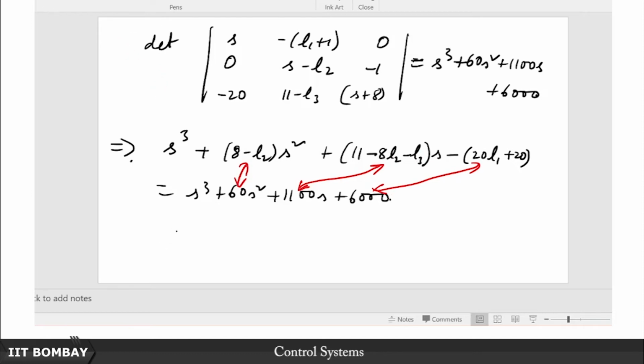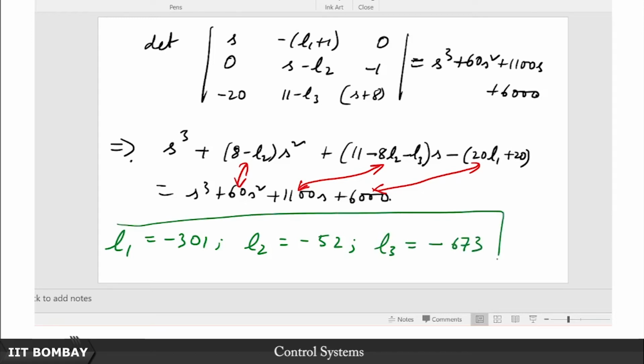If I want to give this a linear algebraic formulation, I can write this down in a straightforward way as simultaneous equations of the form Ax equals B. If I want to be rather pompous, I can write it in that fashion, but here it is very easy to see what the solution is going to be. So here are my observer gains: L1 is minus 301, L2 is minus 52, and L3 is minus 673. These allow me to design my observer gains independent of the controller gains.